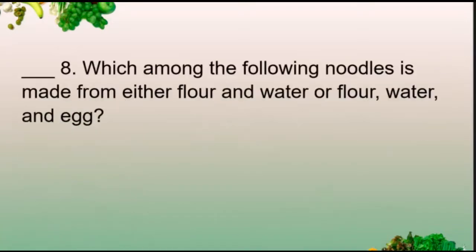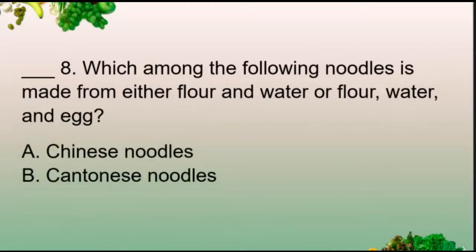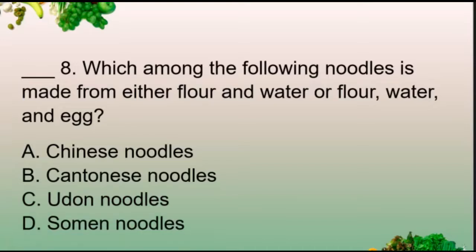Number 8. Which among the following noodles is made from either flour and water or flour, water and egg? A. Chinese noodles. B. Cantonese noodles. C. Udon noodles. D. Somen noodles.